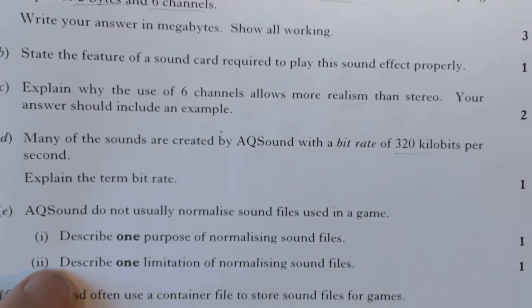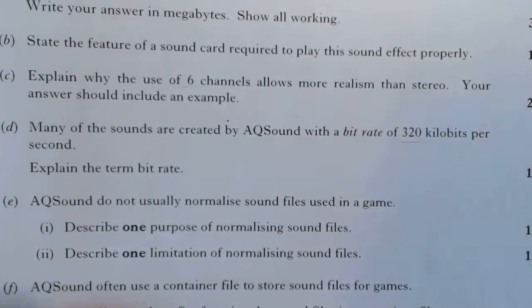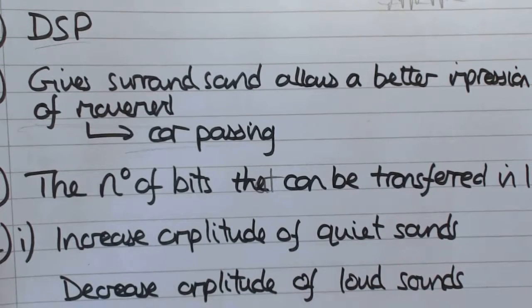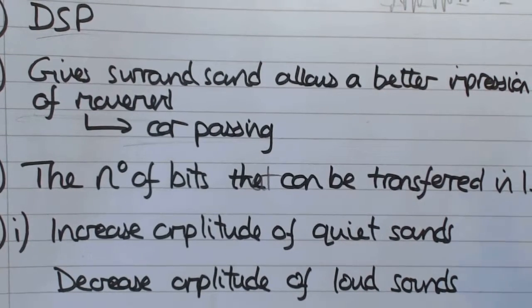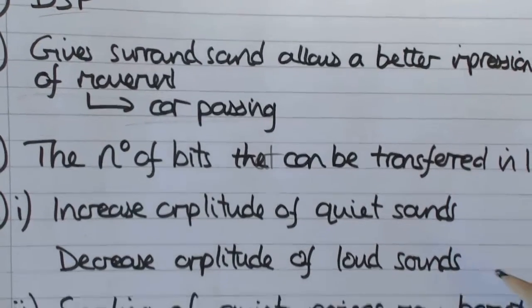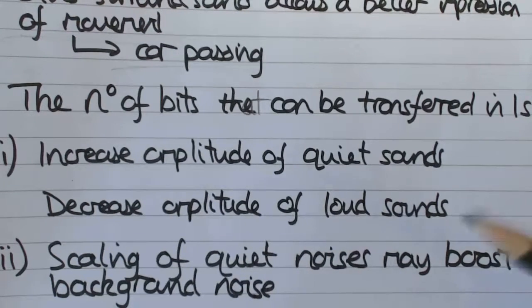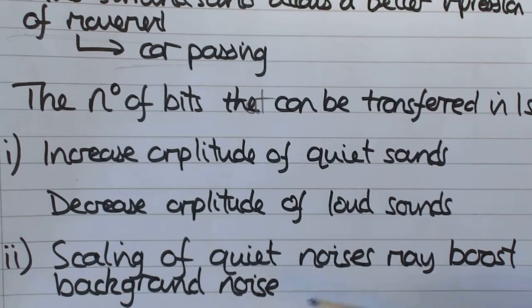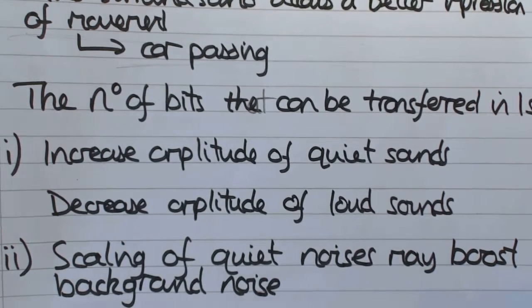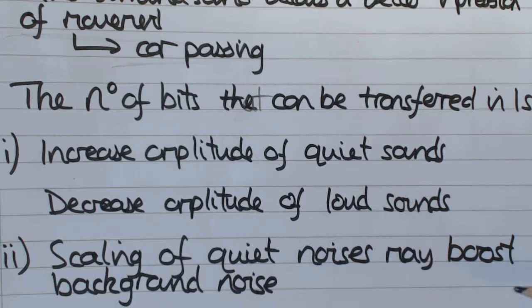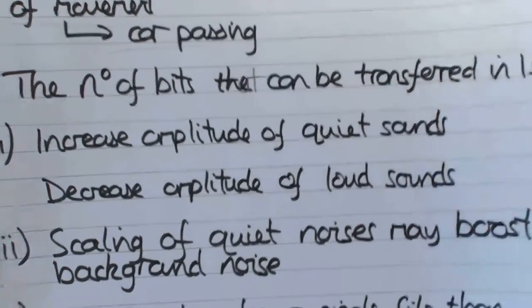So they're asking, what's the purpose, and one limitation. The purpose is that this increases the amplitude of quiet sounds and decreases the amplitude of loud sounds, just to an average essentially. But the disadvantage is that quiet noises can get boosted up and become louder. If there's a lot of hissing or interference, it does become louder, because the normalization process can't really distinguish between the sound you want to keep and the interference.